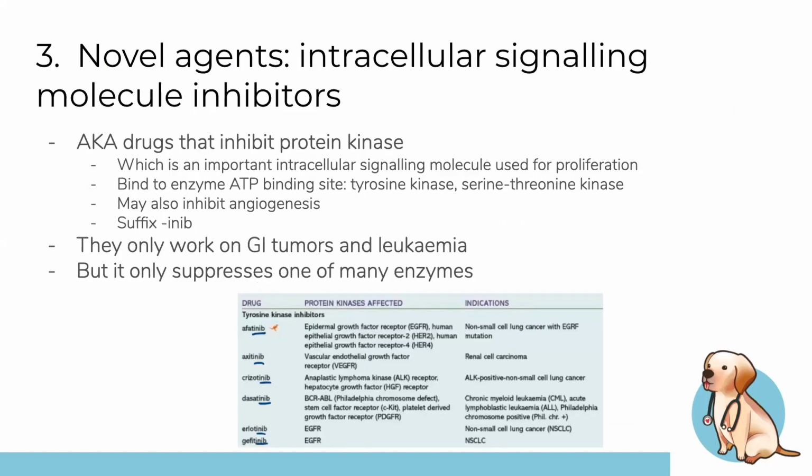Intracellular signaling molecules. In order for cells to proliferate, they have to communicate. How cells do that is there are a lot of pathways in the cell, and you can think of it as a chain reaction that you're triggering. However, if we can block one of those pathways, then that chain reaction can't happen. That's what these drugs that inhibit protein kinase do. The issue with that is it can only suppress one of many enzymes, because many different enzymes are involved in this chain reaction. There are many chain reactions happening at once, and that's one of the drawbacks.